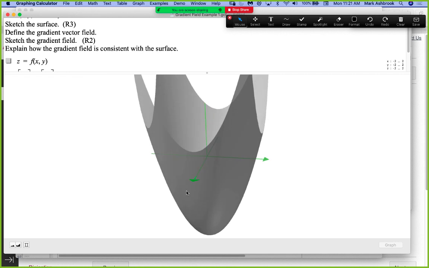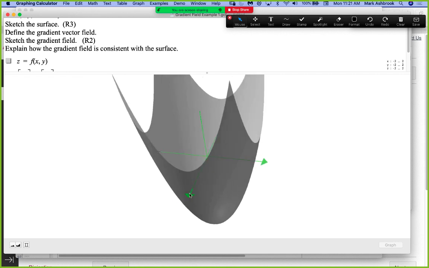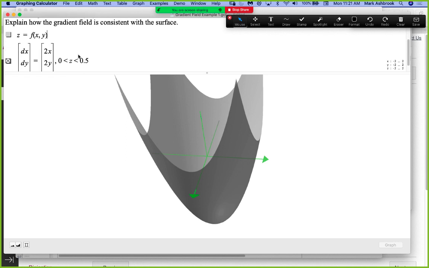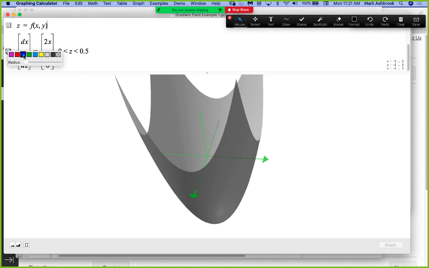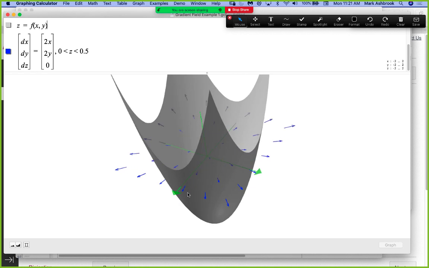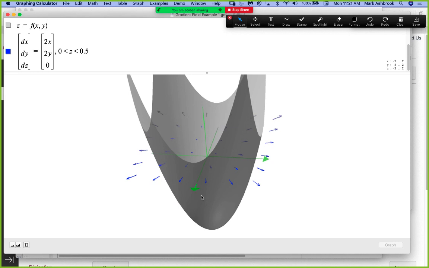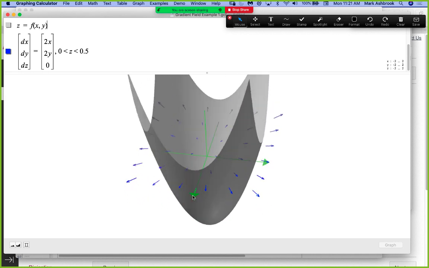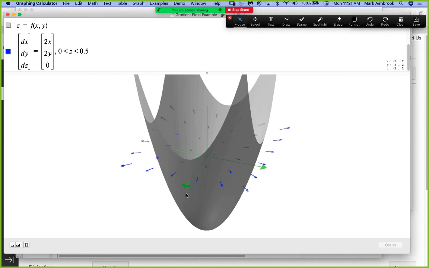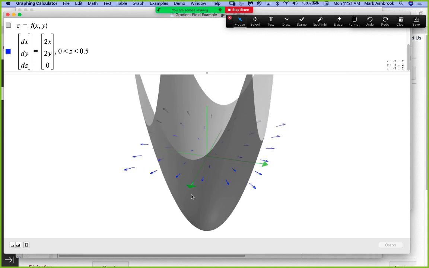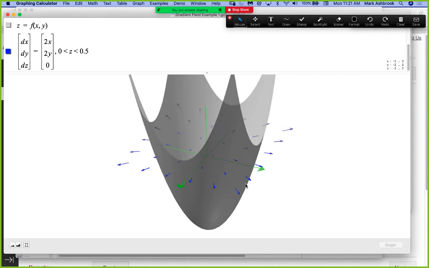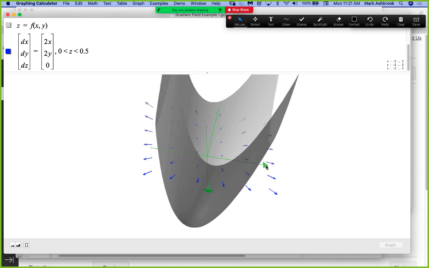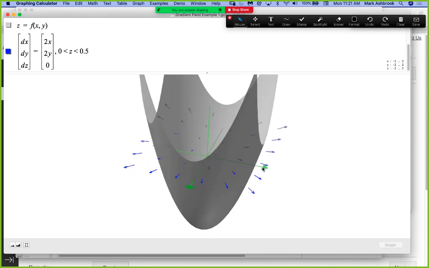So here's the paraboloid. And then let's sketch the vector field here, 2x, 2y. So that's the gradient field. That's the vector field of gradient vectors for this surface. It's the vector 2x, 2y. How is that gradient field consistent with the surface? How do we see that those vectors are consistent with the surface if they're gradient vectors?